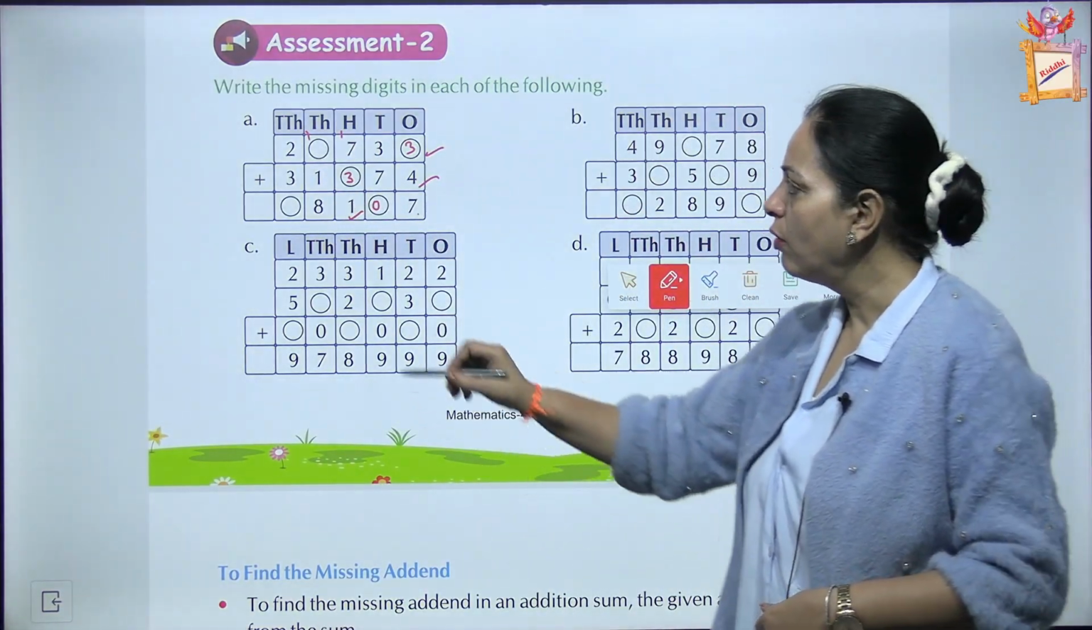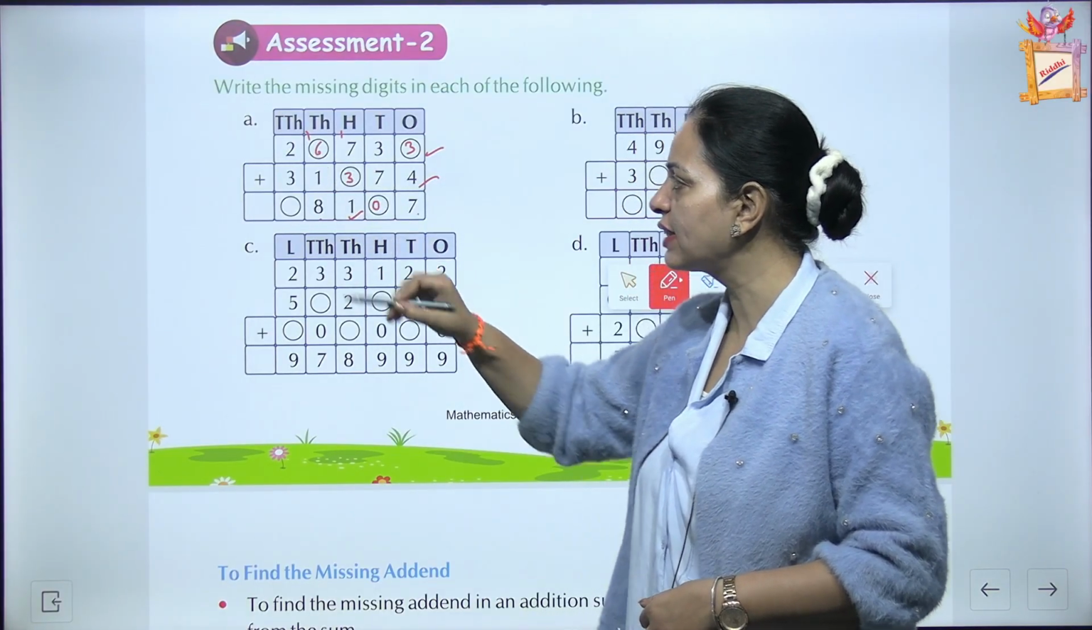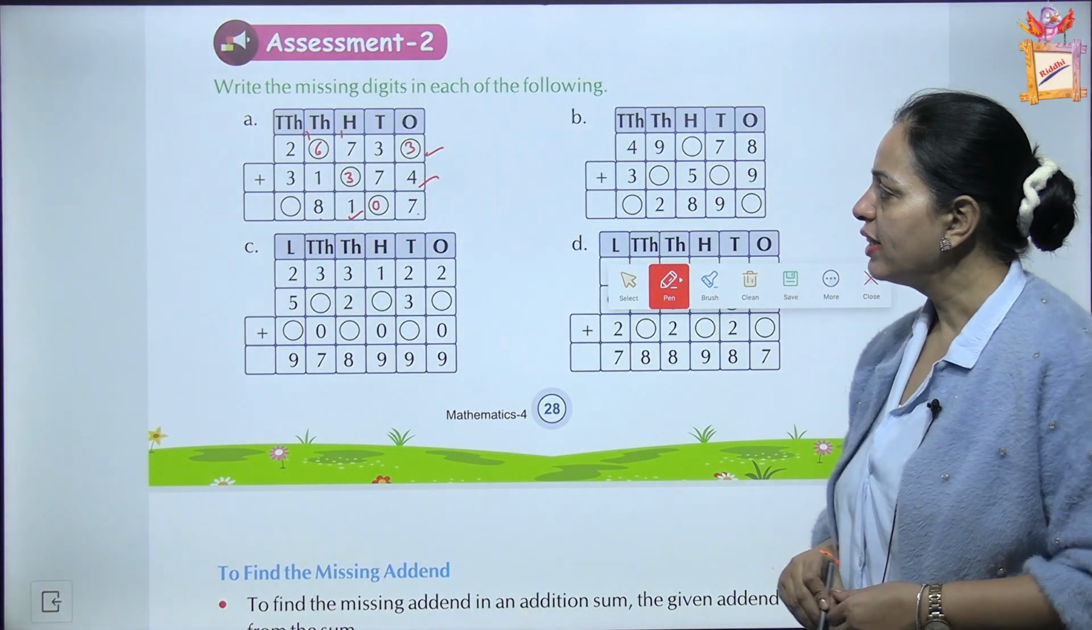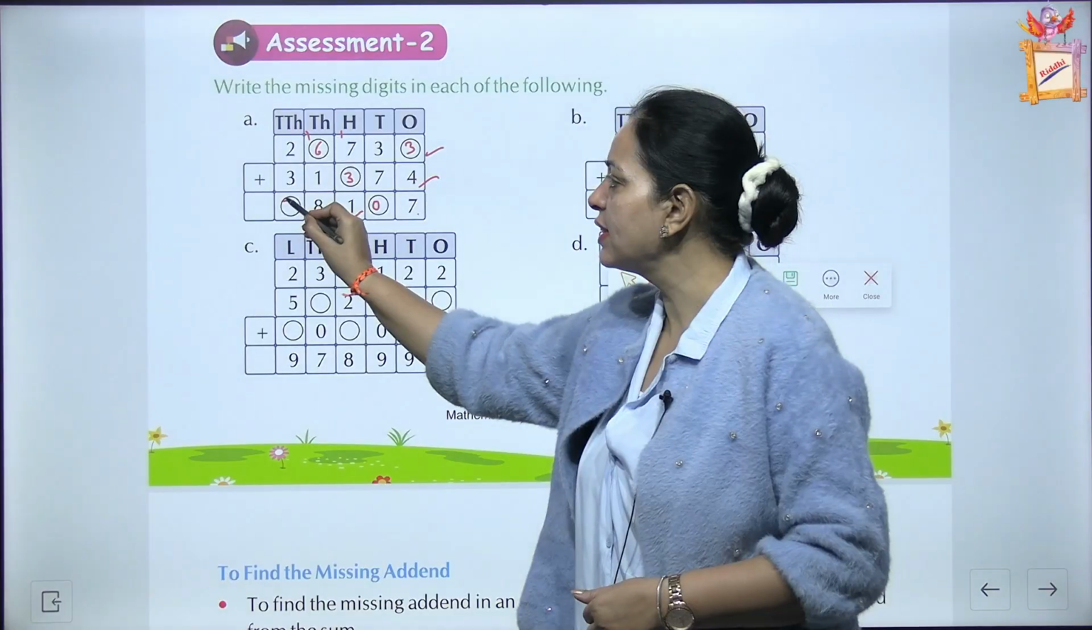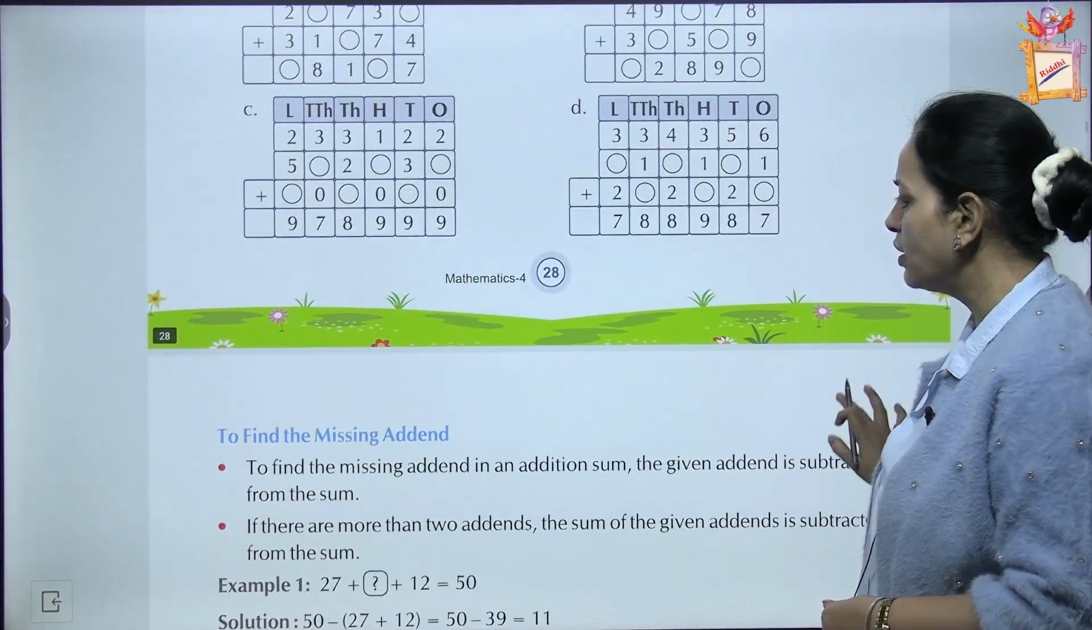So see here 1 and 1, 2 and here 8. So we can write here 6, 6, 7, 8. Now here 2 plus 3, this is 5. So this is very interesting. So like this you can try these ones.